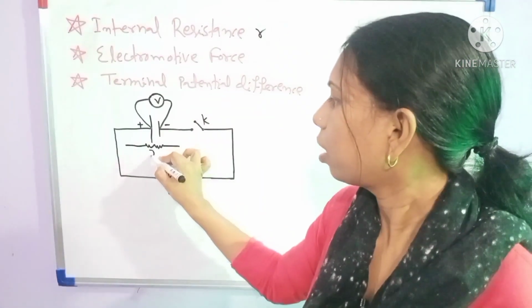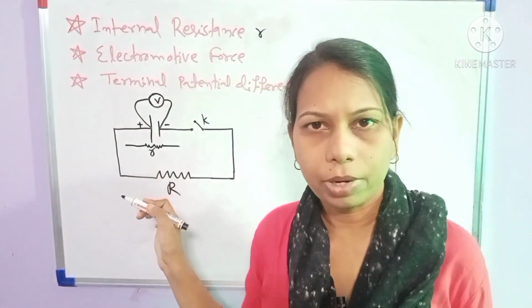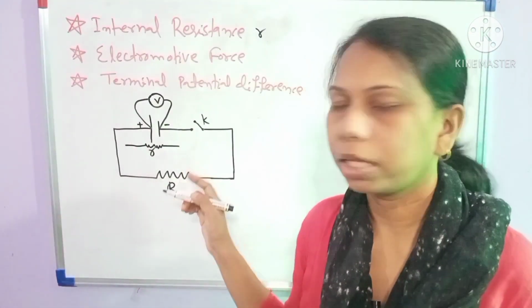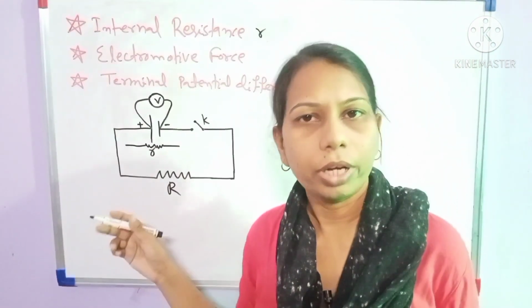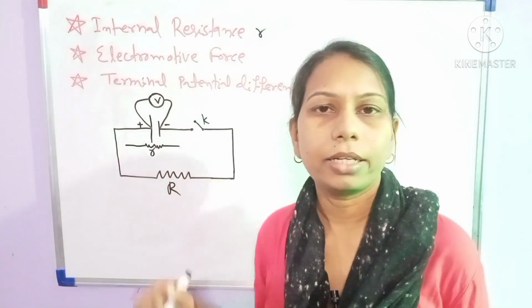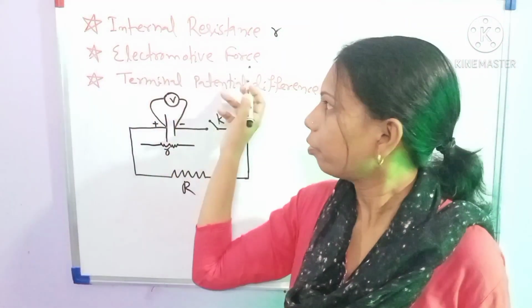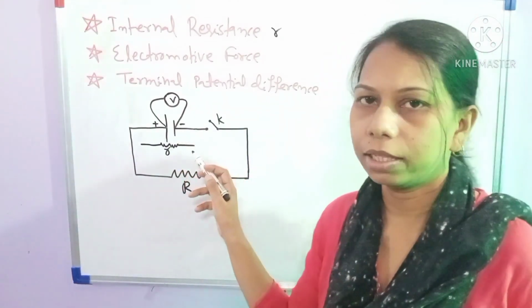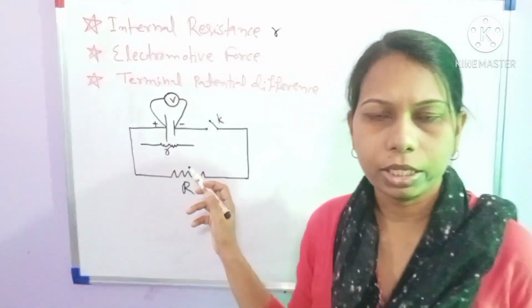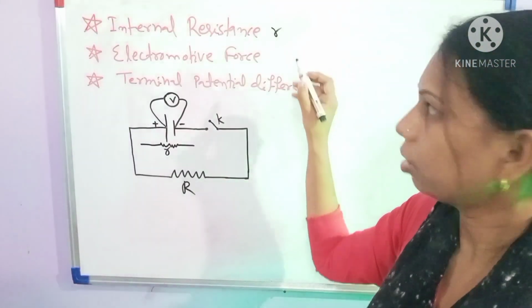Here r is the internal resistance of the cell. For a freshly prepared cell, the internal resistance is very low. But as the cell is put to more and more use, its internal resistance goes on increasing. Next is electromotive force. The potential difference between two poles of the cell in an open circuit is known as electromotive force or EMF of the cell.